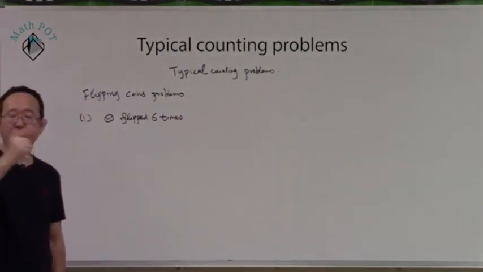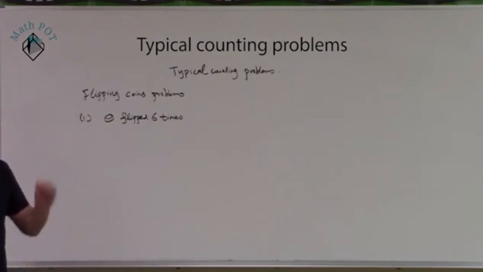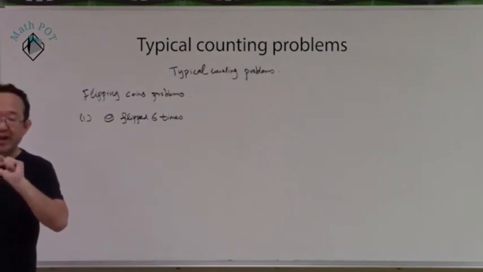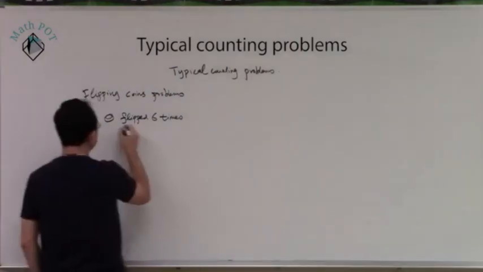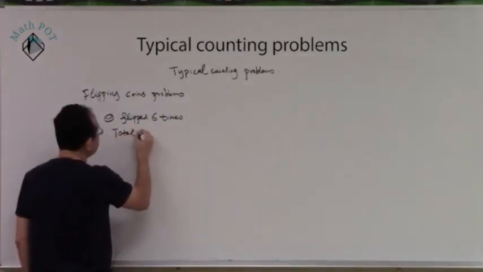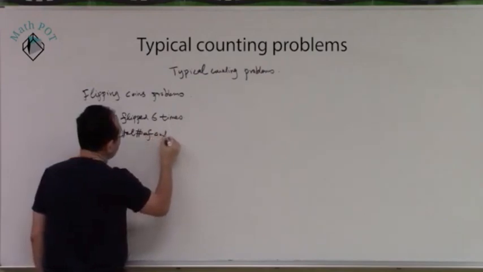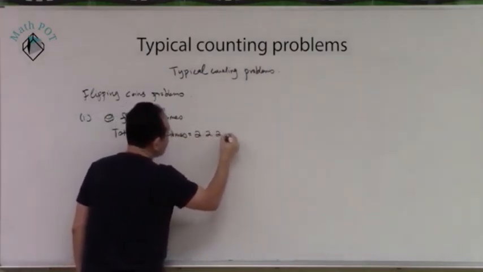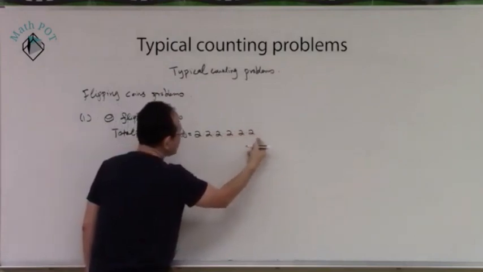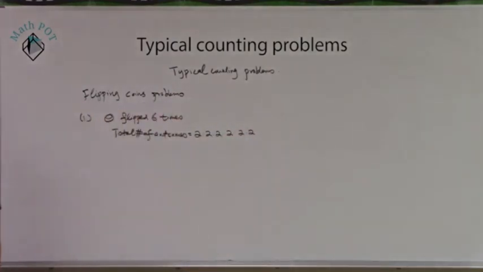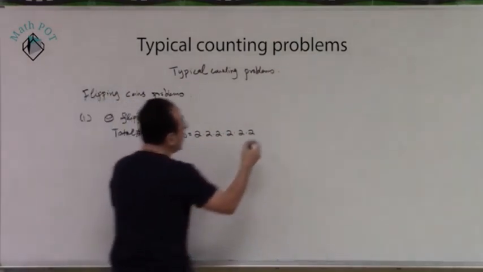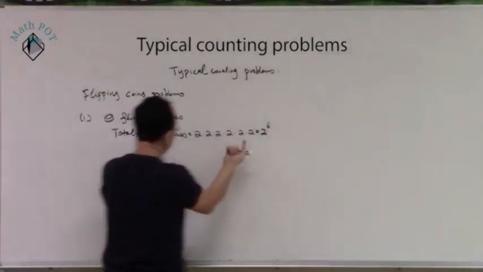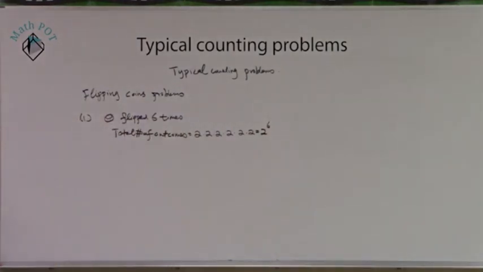Clearly, this is a multi-step process, and each step is flipping a coin. Of course, we have two ways for each step, either heads or tails. So the total number of outcomes is very clear: two times two times two, and so on. We have six steps, and in each step we have two ways, so the answer is 2 to the 6th power. Make sure you fully understand this example.